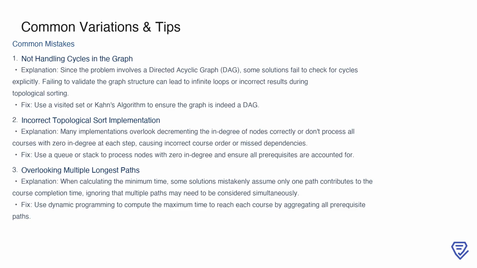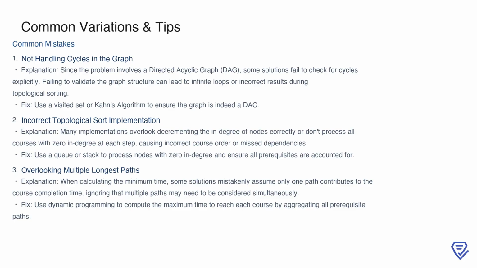For instance, forgetting to decrement the in-degree of nodes properly or neglecting to process all nodes with zero in-degree can lead to an incorrect course order or missed dependencies. To fix this, you can use a queue or stack to systematically process all nodes with zero in-degree while ensuring every prerequisite is accounted for.